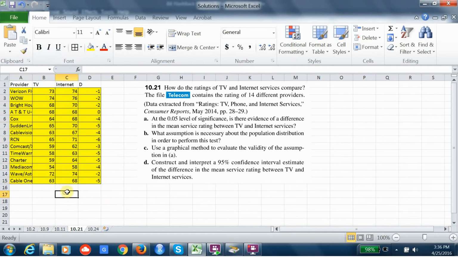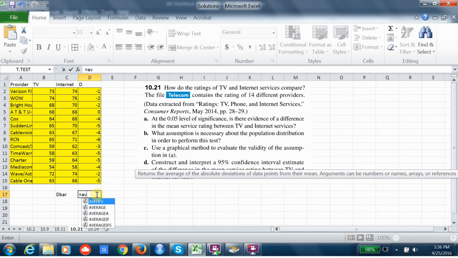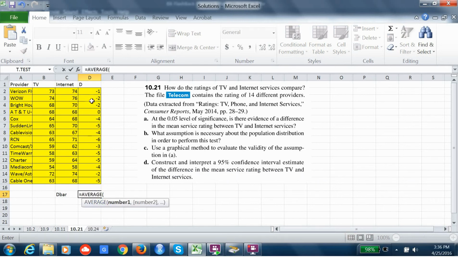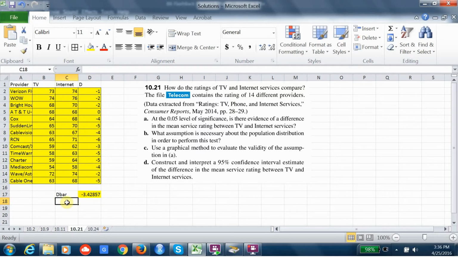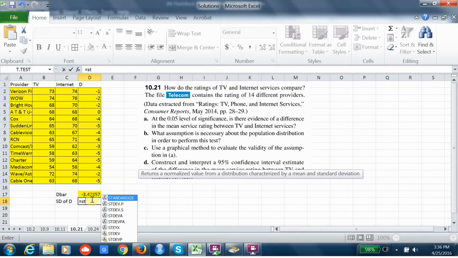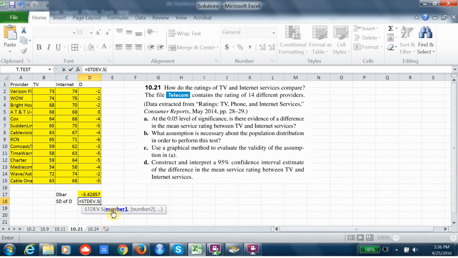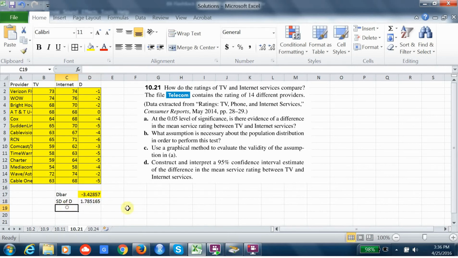And now I'm going to compute some summary statistics. So if I need to do any sort of thing, whether it's a hypothesis test or confidence interval, I need the average of the differences. Okay. I need the standard deviation of the differences. And finally, I need the sample size, and I'm told that there's 14 different companies, so I have 14 of the differences.